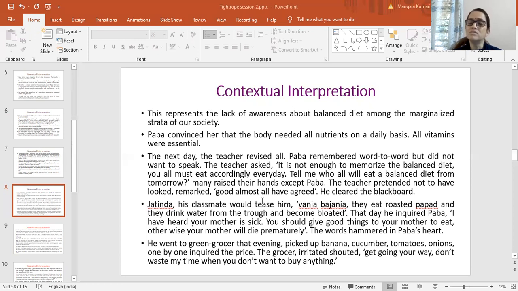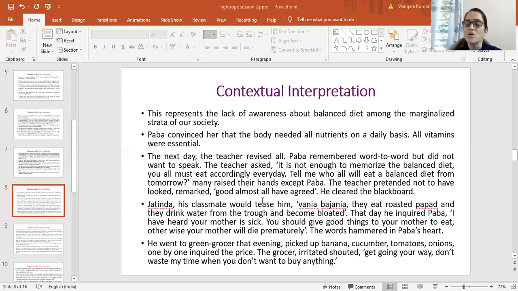Baba remembered the words, but he didn't want to speak about the balanced diet when the teacher asked a question. The teacher finally said, it's not enough to memorize the balanced diet. You all must eat accordingly every day. Tell me who will eat a balanced diet from tomorrow. Many students raised their hands except Baba. Baba didn't raise his hand because he knew that it was impossible for his family.